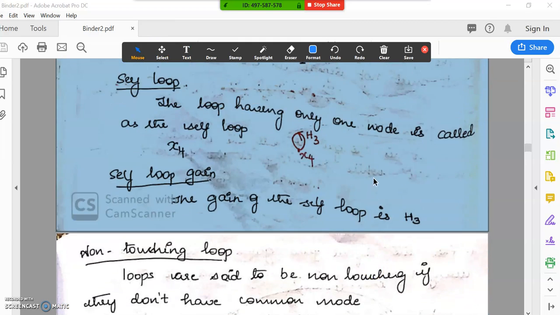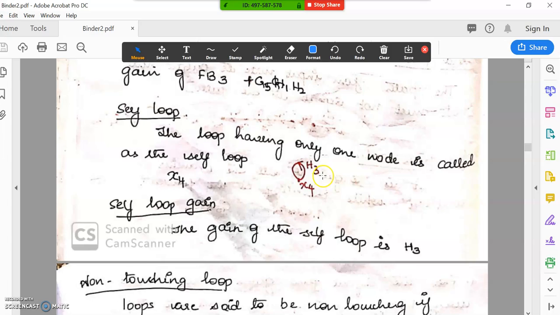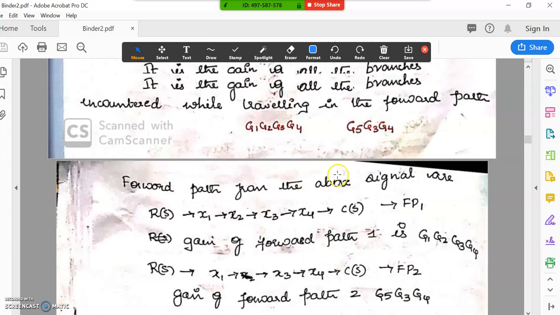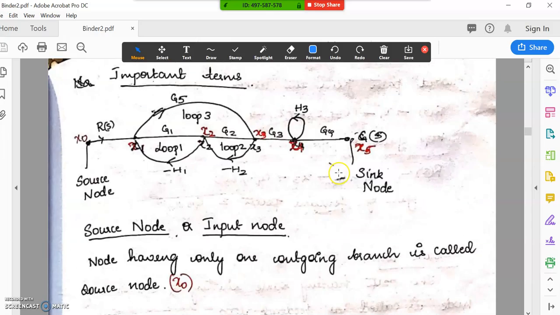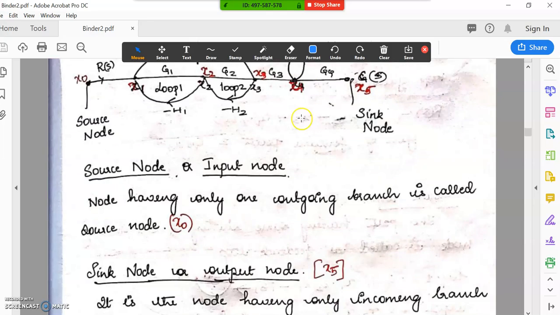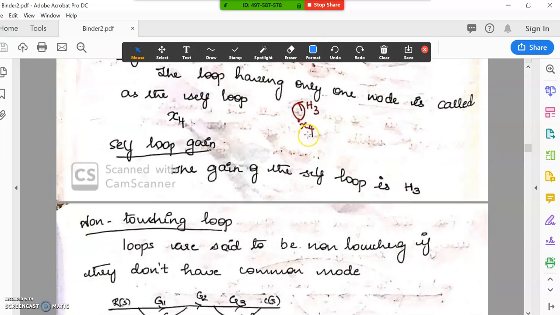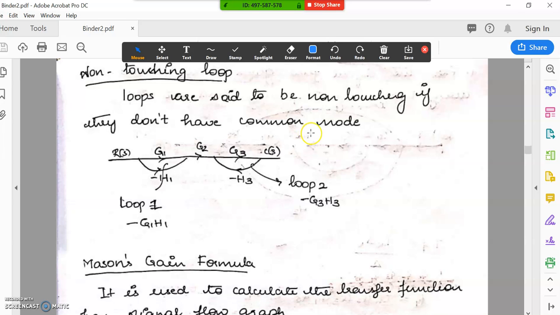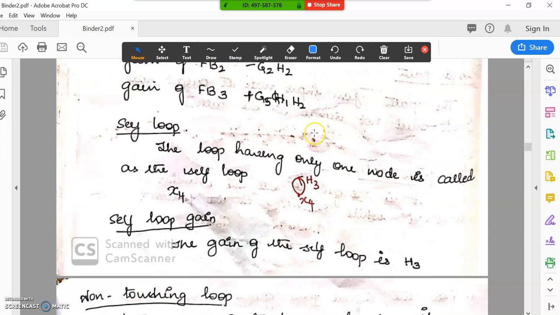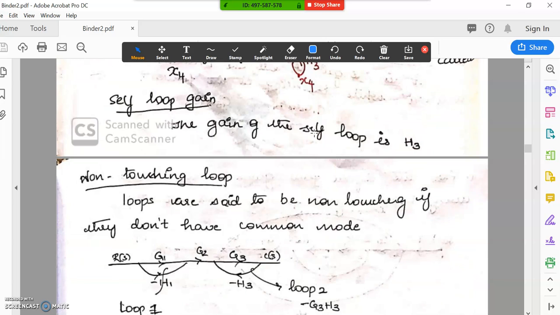Coming to the next one, that is called the self loop. We had one more self loop here. If you look at this diagram, there was a self loop and the gain of the self loop will be H3. Either it is minus or plus depending upon whatever is written. We take the gain to be H3. If it is minus H3, it will be minus H3.